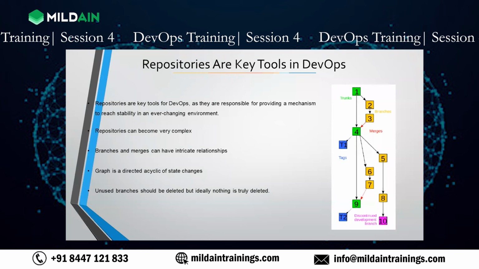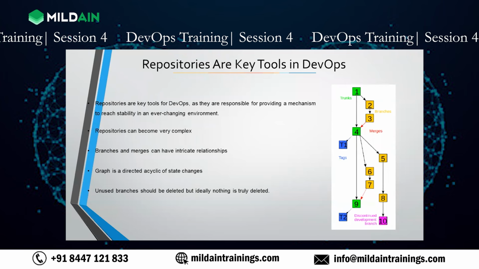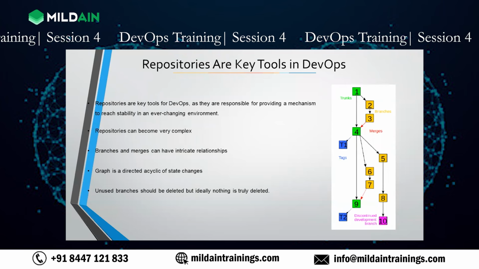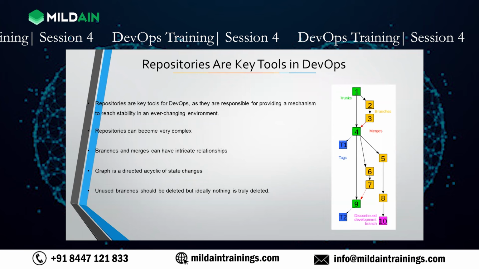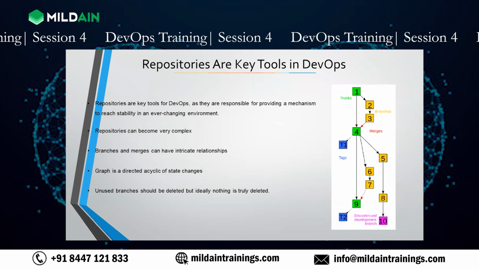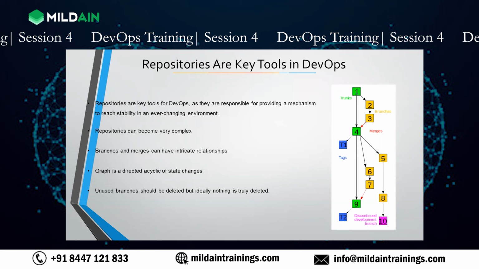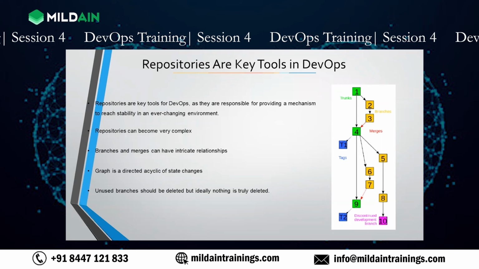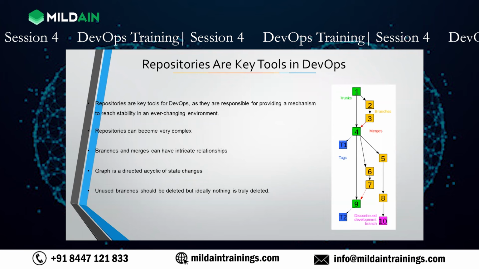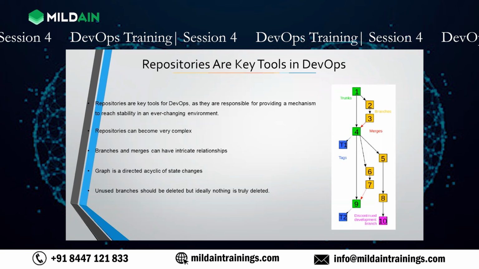If you see in this picture, we have branches 1, 4 and 9. Now branch 10 is not required. This development branch is not required, so we can delete it and we can tag it differently, tag 1, tag 2 or trunk. We can tag this so that it is easy to extract. So there is a relationship between branches and merges.